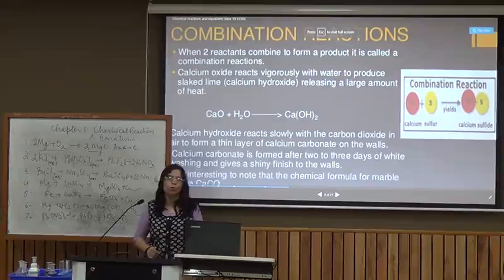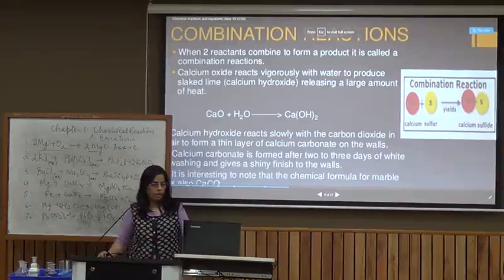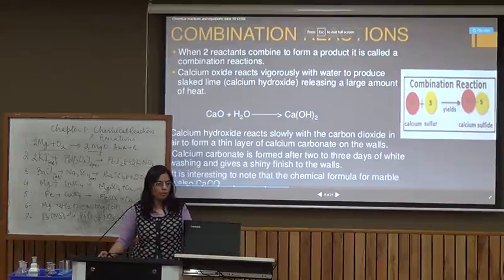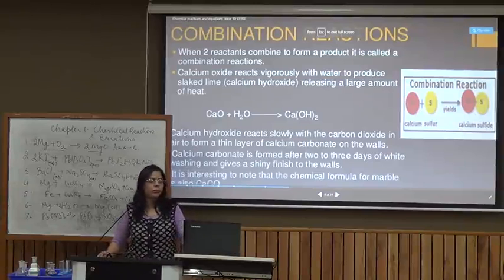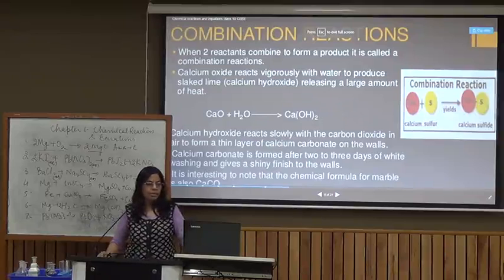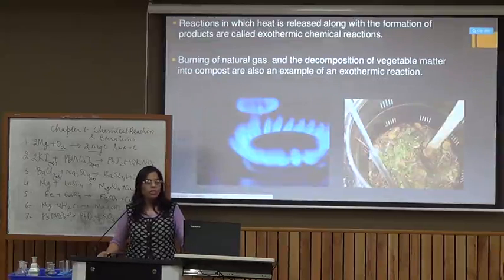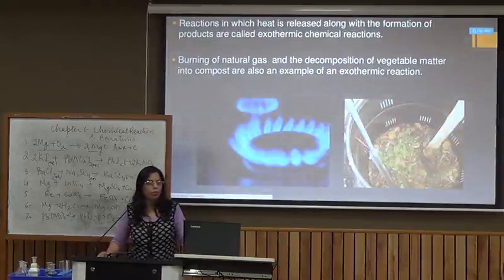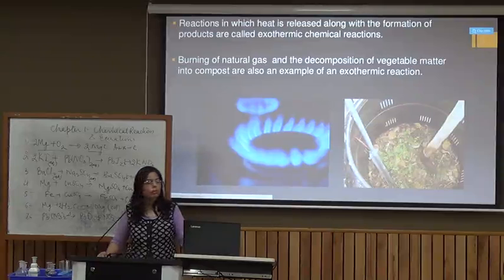Combination reactions, where 2 or more reactants combine to form a single product, like calcium oxide. In the slaking of lime, the quick lime, that is calcium oxide, when treated with water gives slaked lime. The process is known as slaking of lime. The product is slaked lime, and this reaction is accompanied by evolution of heat. So reactions in which heat is released along with the formation of products are also known as exothermic chemical reactions. Most of the combination reactions are exothermic in nature.